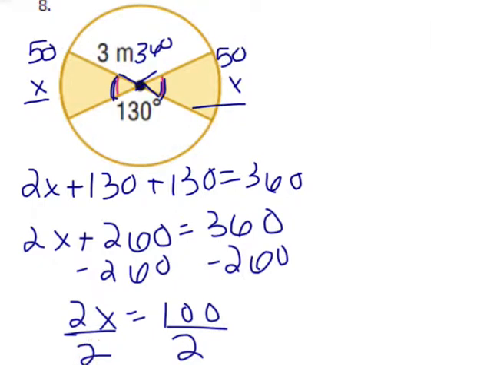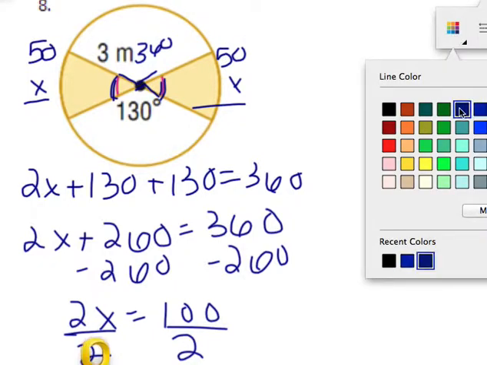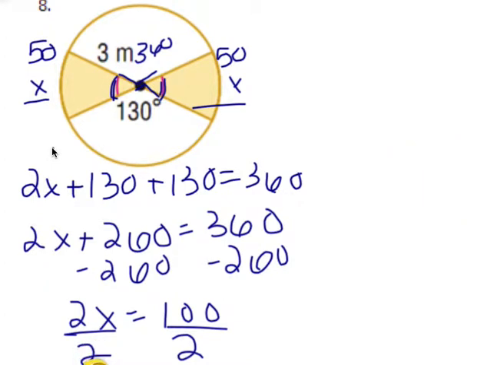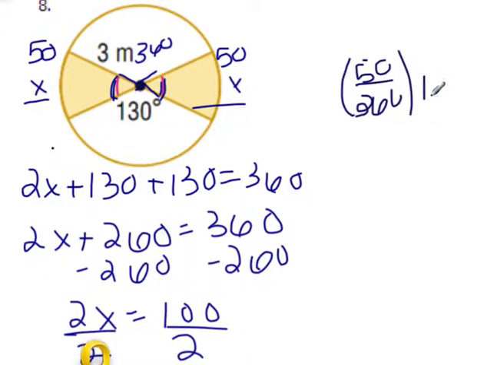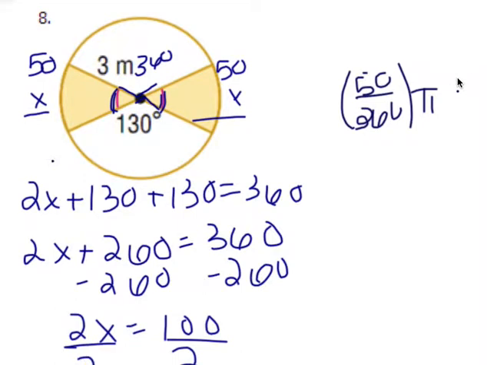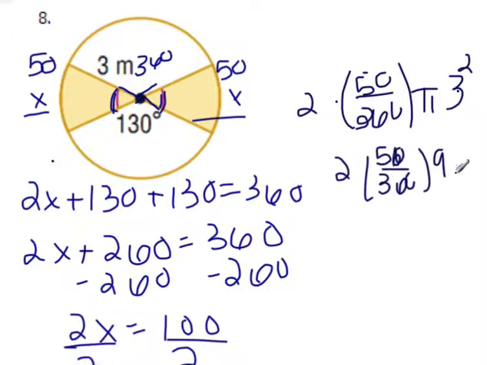Now we're going to use that to figure out what that shaded region is. What I notice is that there's 2 of them. So first I'm going to calculate this out. I have 50 divided by 360 times pi times our radius squared. But there's 2 of them, so I need to multiply that twice. We can go ahead and plug that in our calculators. I'm going to simplify it one more step. That should be 50 and then 9 pi.